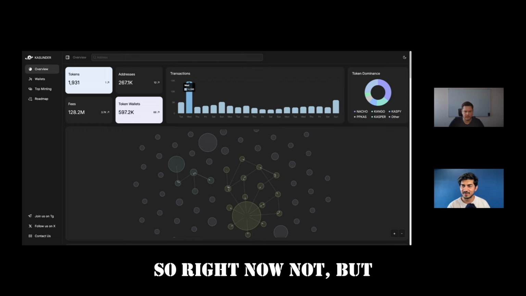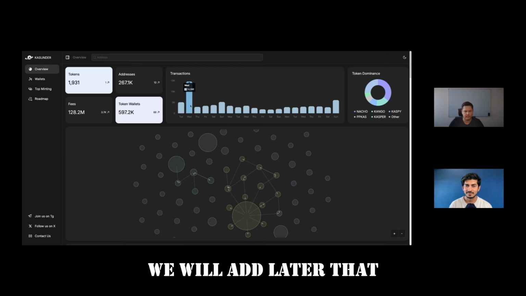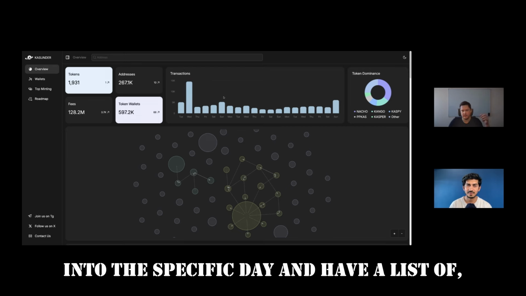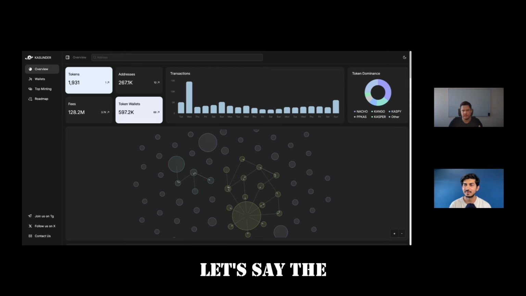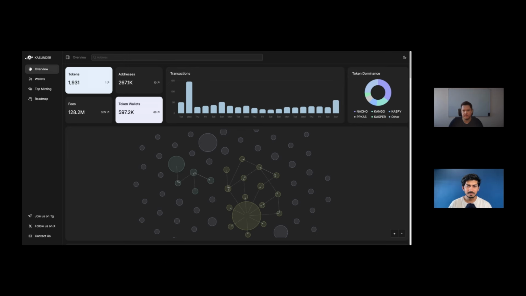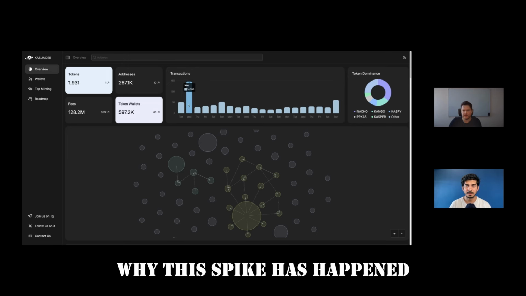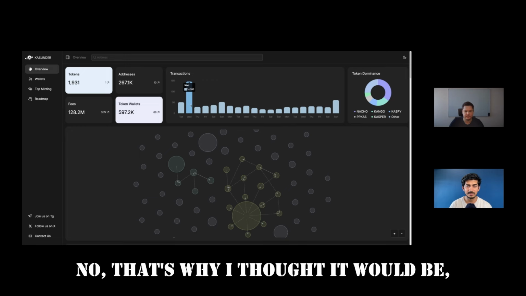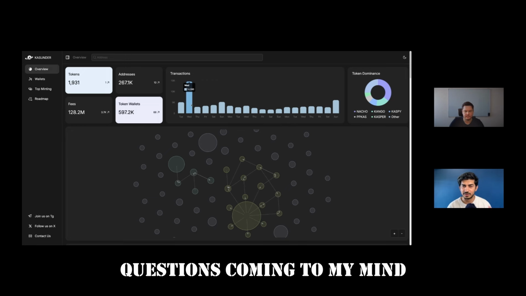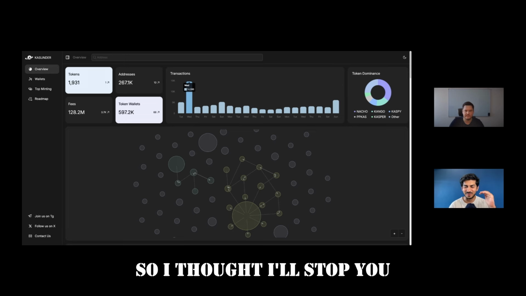So right now not, but that's definitely something we will add later, so that you will be able to jump into a specific day and have a list of, let's say, the transactions and maybe the list of the most active wallets, or anything that can give you some insight into why this spike has happened. Yeah. No, that's why I thought I'd stop you there, because I had so many questions coming to my mind when you were showing me the top screen.